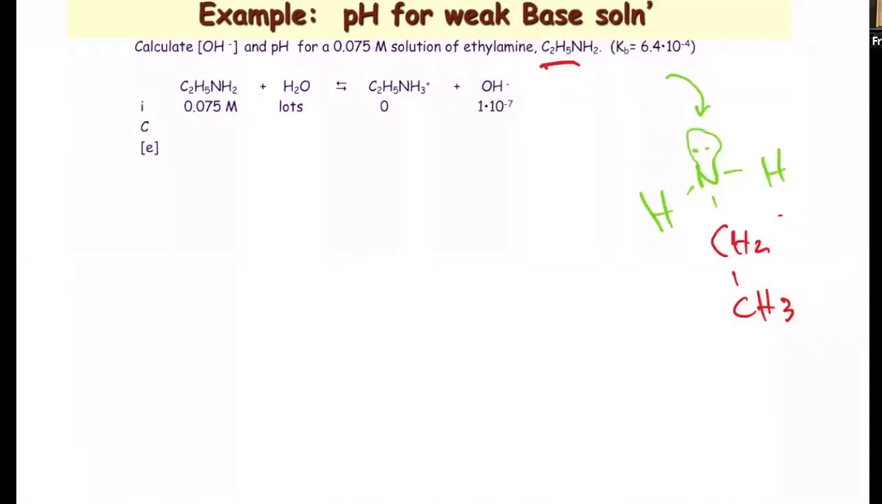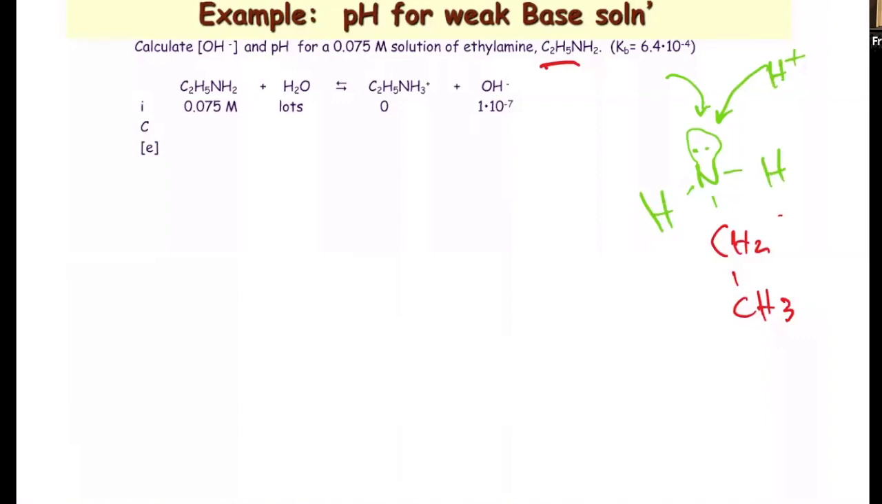You have an ethyl group replacing one of the hydrogens. That's why it's called ethylamine. Anyway, the chemistry is very similar to ammonia. And what happens is that there's a lone pair here, so a hydrogen will attack that. Okay. So any chemical that comes from a root structure will have similar chemistry, okay?